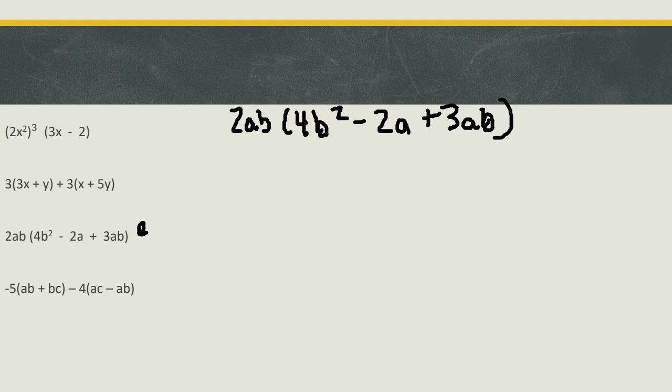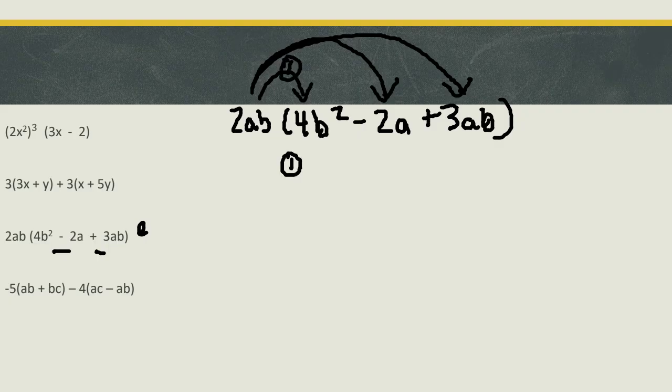So this gets brought through to all three terms. The 2ab gets brought through to the first term, the 2ab gets brought through to the second term, and the 2ab gets brought through to the third term. The terms are separated by those minus and plus signs, so that's what tells me I have three terms. My first arrow is here, so it's going to be 2ab times 4b².